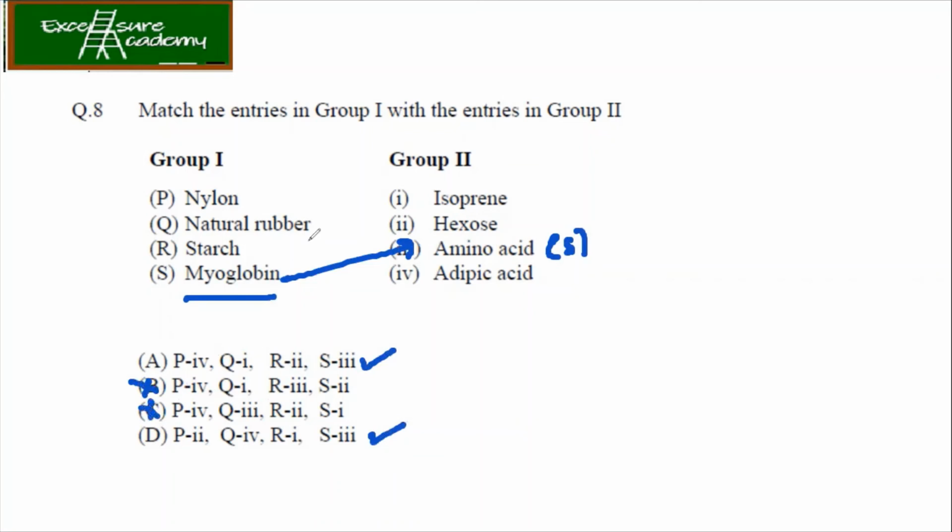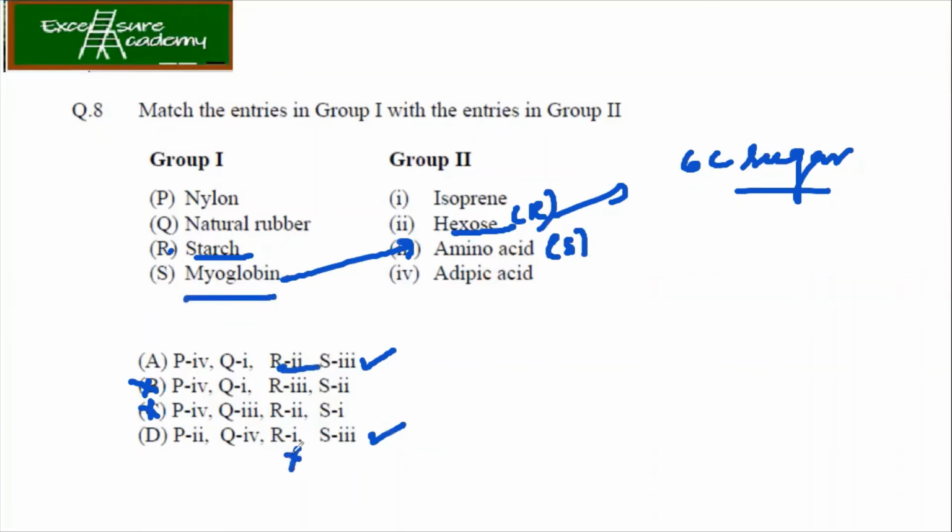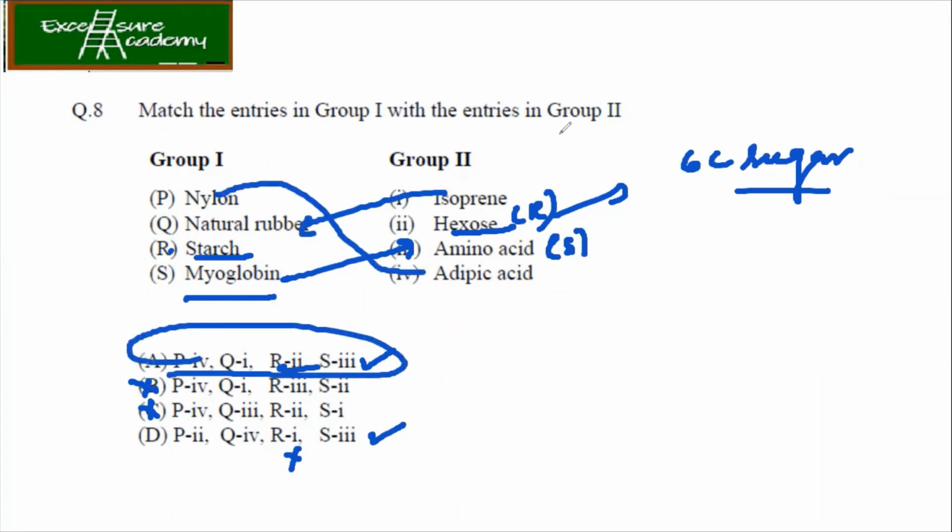Now let's go to the next. Starch. So what is starch actually? It is nothing but the hexose. How? It is the 6-carbon sugar. So now I need to see R2. So I have got R2 over here, but R1 here. So I know that isoprene comes for the rubber. So what is left? Nylon for the adipic acid. So from this, I know that option A is the correct answer.